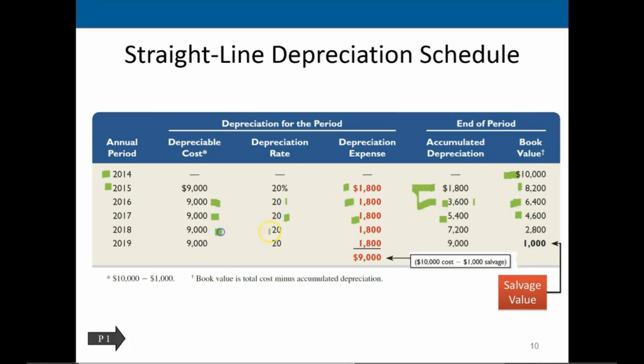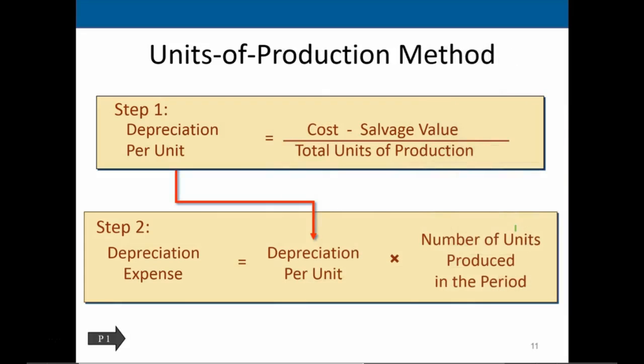And we got the 9,000. One more year, accumulated depreciation prior year, plus the depreciation expense this year gives us the 7,200, and the 10,000 minus 7,200 gives us this. And we do this one more time, and we get to the 9,000. That's where we stop, because we can't go below the 1,000, the salvage value that we think we're going to sell it for at the end of its useful life.